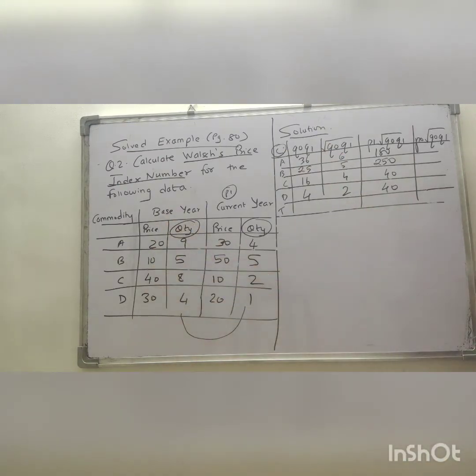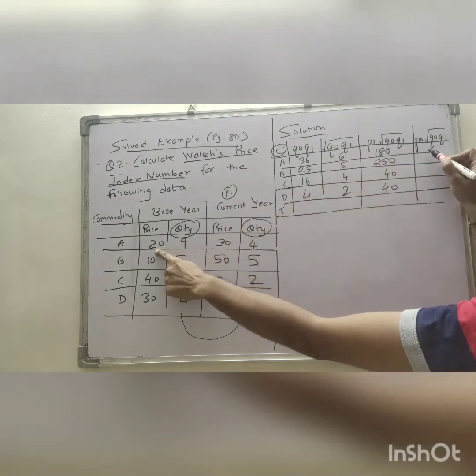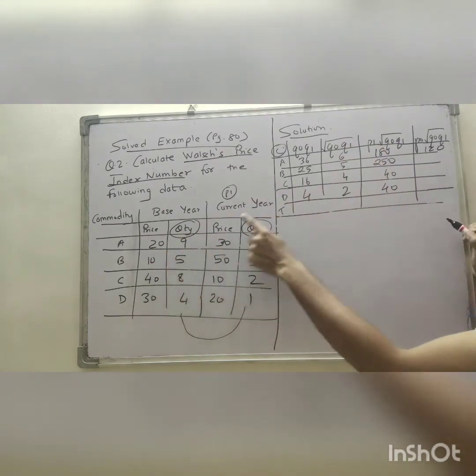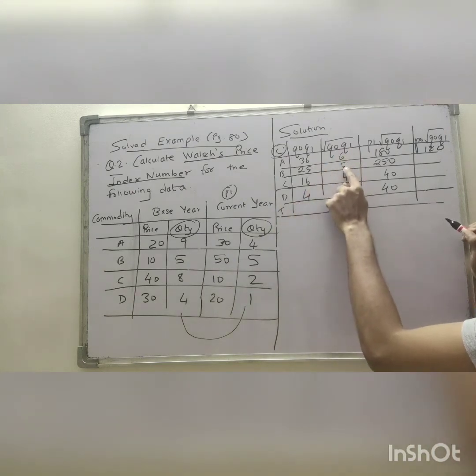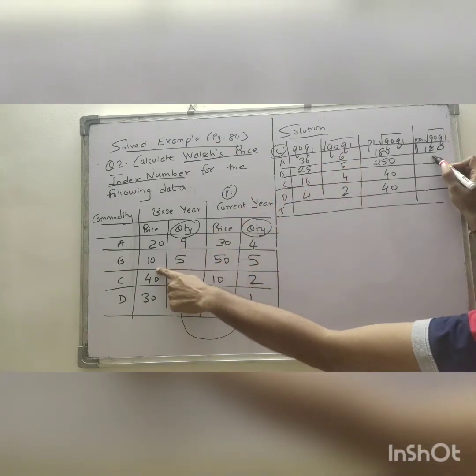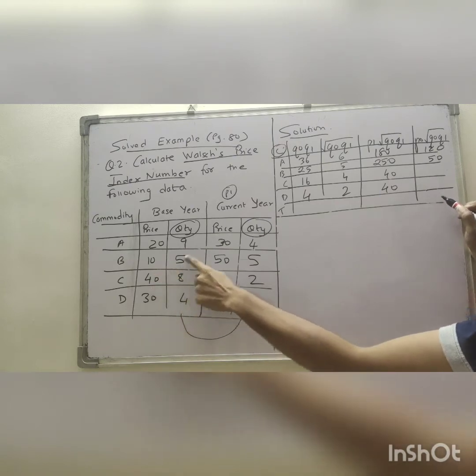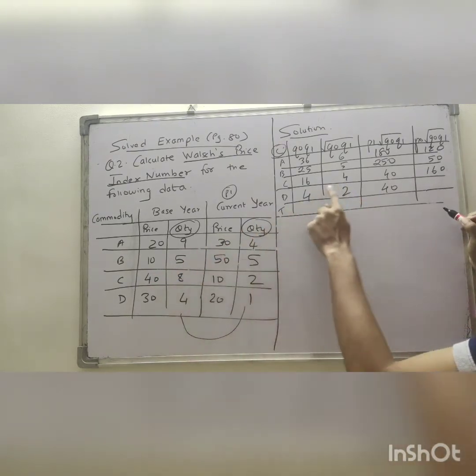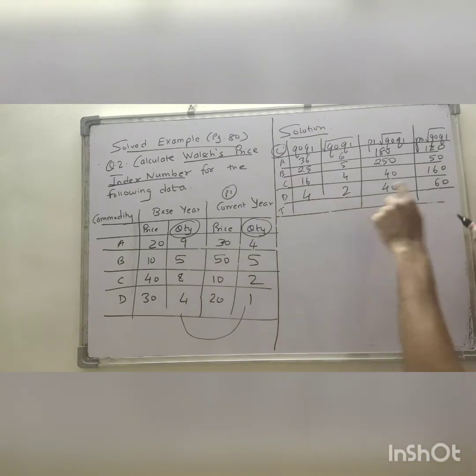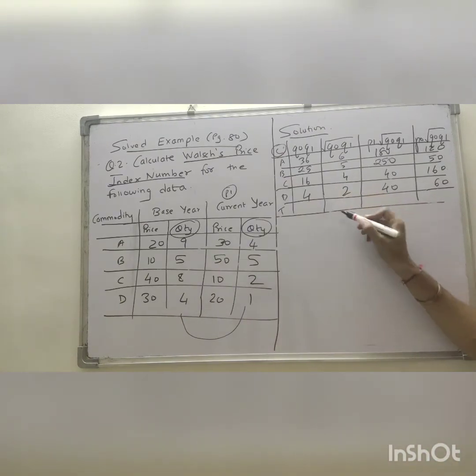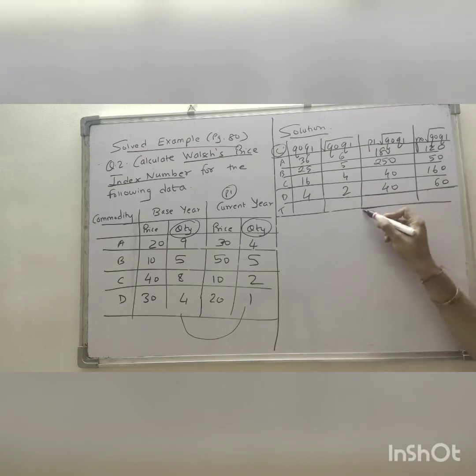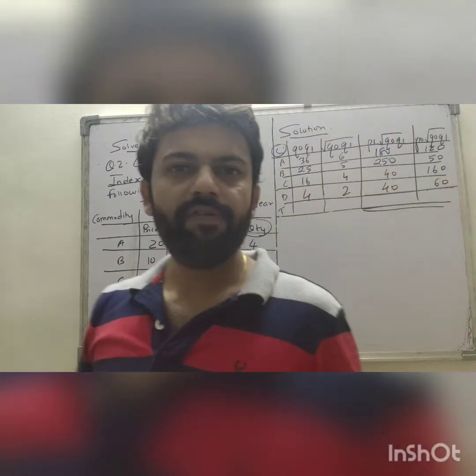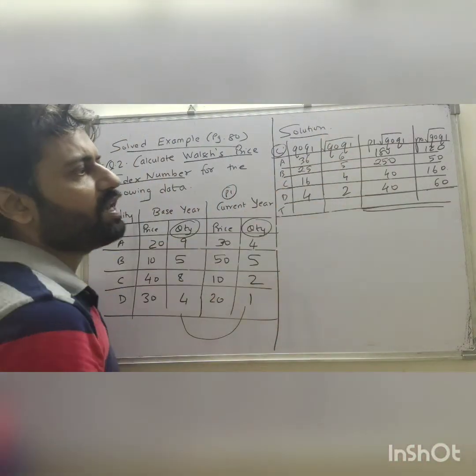P0, the price of the base year, is multiplied by this root. 6 into 2, 12. 5 into 10, 50. 40 into 4, 160. 30 into 2, 60. When we do the total, we have to find the total of the last 2 columns only. We have to find the total of the last 2 columns.